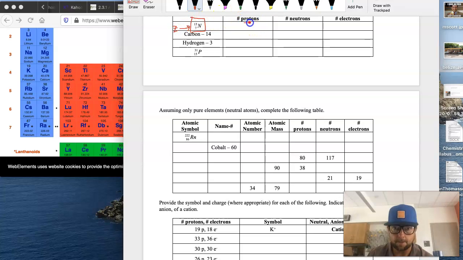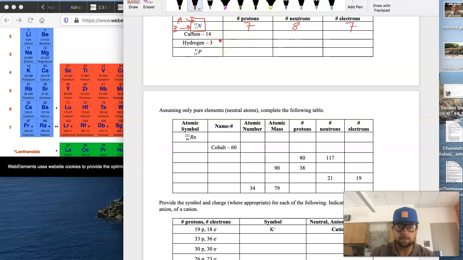That's the number of protons. And if I subtract the A number, the atomic mass, which is 15, minus 7, that'll give me the number of neutrons. And because there's no charge shown here, it's going to have the same number of electrons, the negatively charged particles, as the protons.